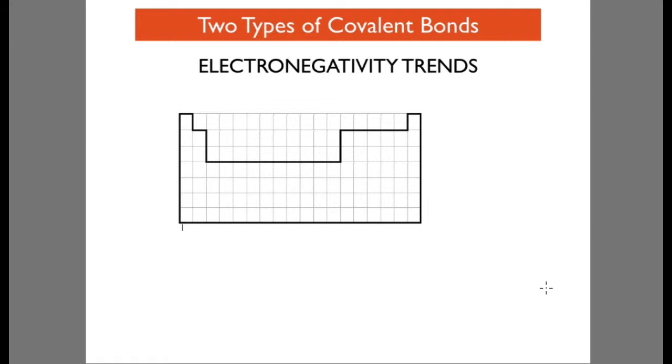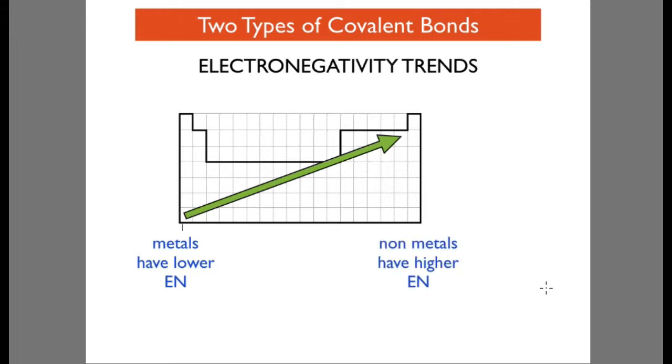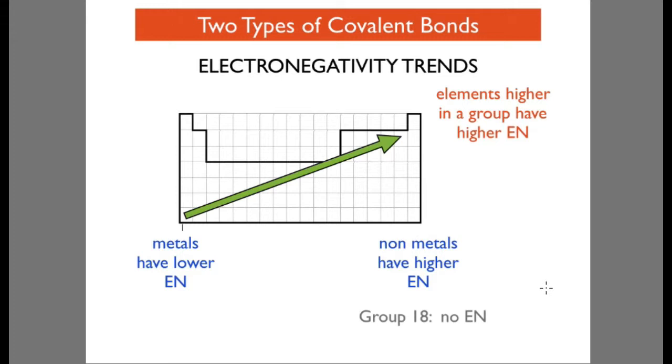Let's look at the trends of electronegativity on the periodic table. So, metals have lower electronegativity than non-metals, which have a higher electronegativity. So, electronegativity increases as you go from left to right across a period. Elements higher in a group have higher electronegativity. Group 18 elements have no electronegativity.